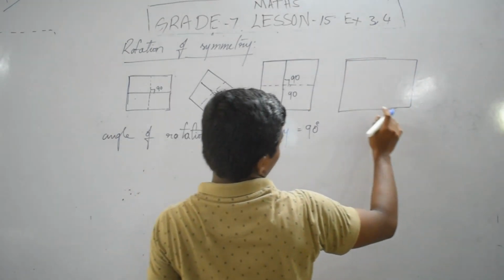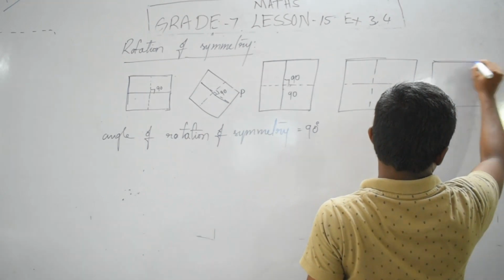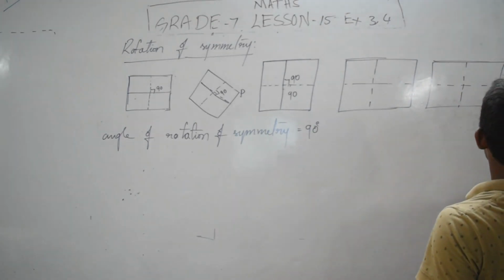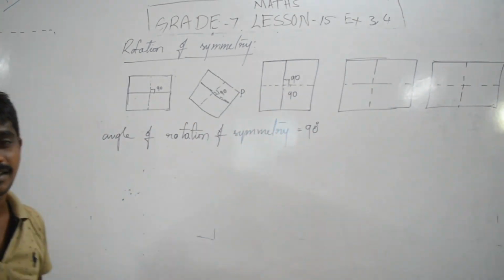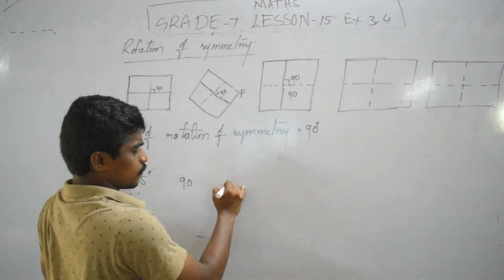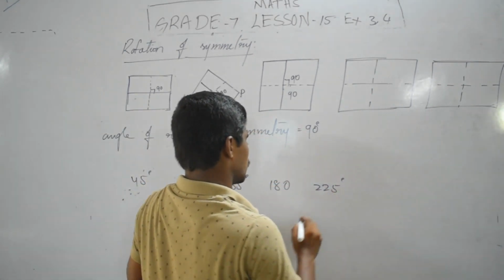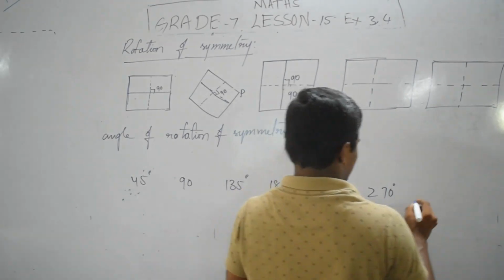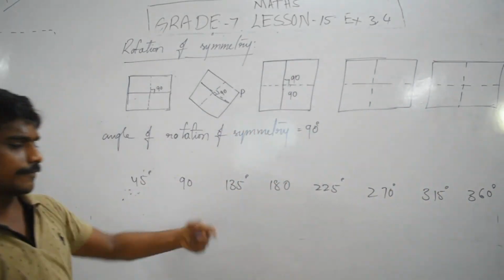Now 1, 2, 3, 4. So totally 8 times we are rotating. So one time 45 degrees, one time 90 degrees, one time 135 degrees, one time 180, one time 225, plus 45, 270, and next 315, 360. This is how we totally rotate.